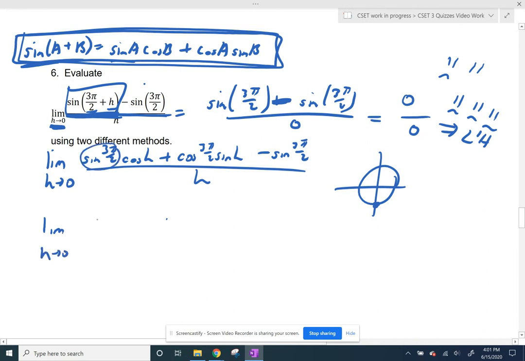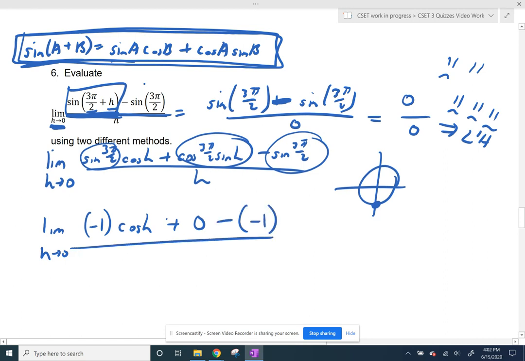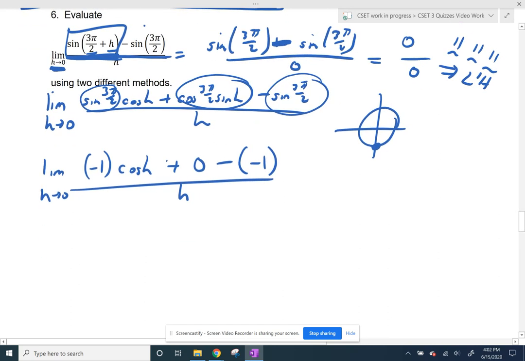The sine of 3 pi halves is -1 times the cosine of h. And then the cosine of 3 pi halves is 0. So this whole thing just goes to 0. And then minus the sine of 3 pi halves. So that's minus -1. And then we're all over h. So now if I just rearrange this, this is 1, and then I'm subtracting the cosine of h, and it's all over h.